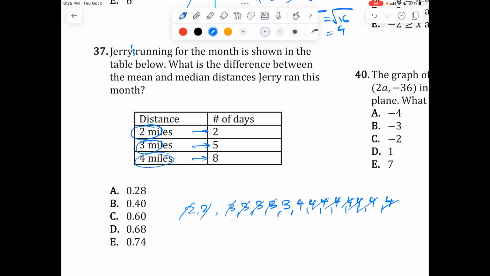See, it does get pretty close. 4 is in the middle, okay? And just make sure you cross out the same number on both sides. 7 and 7, okay? So the median is 4. Now, what is the difference between mean and median?